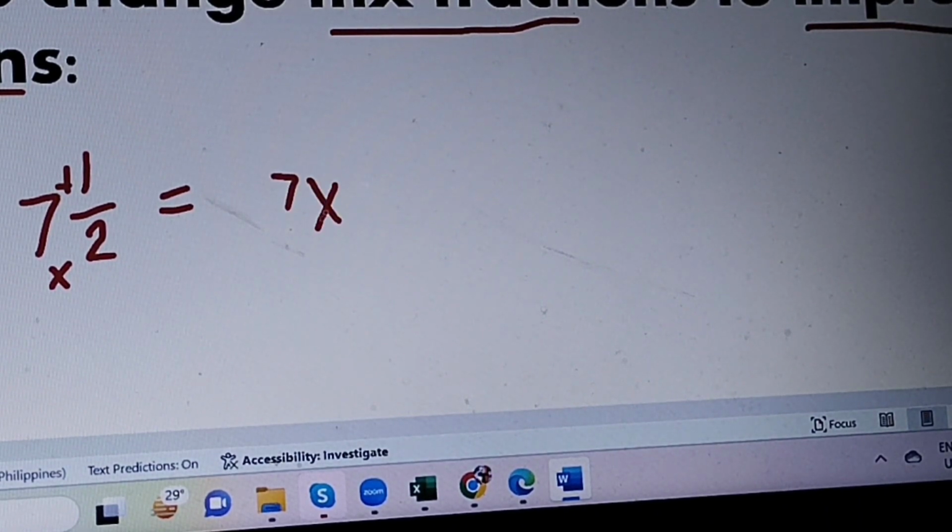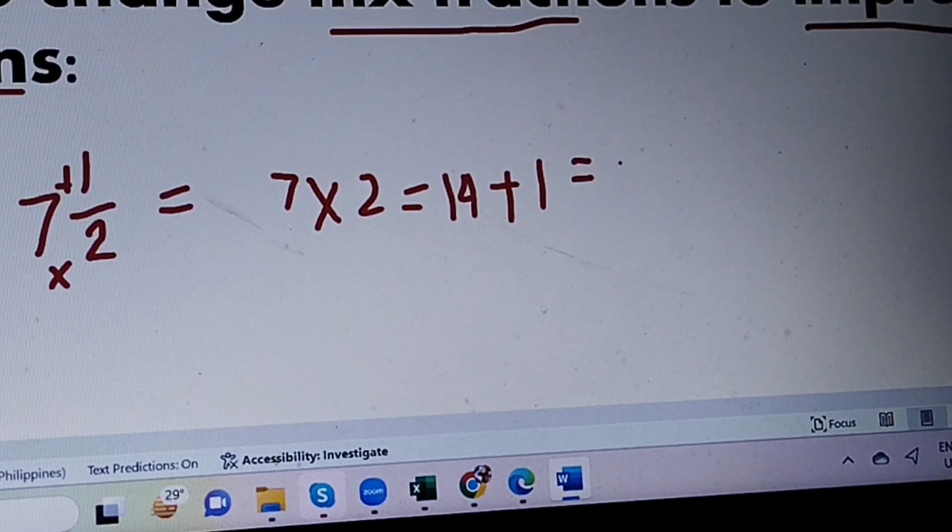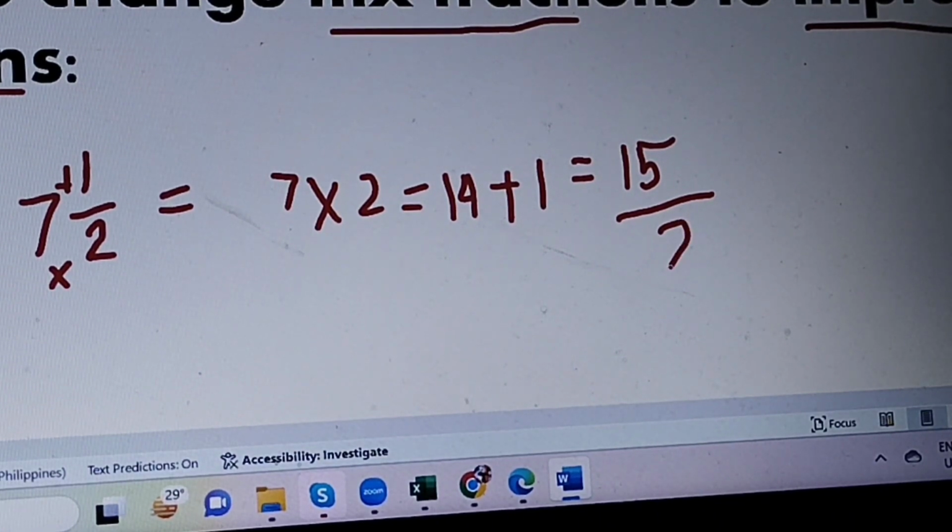7 times 2 is equal to 14, plus 1, which is your numerator, is equal to 15. And then of course, you cannot say it's a fraction unless you have your denominator. And the denominator is 2. So how do you read this? It's 15 halves. I hope you get it.